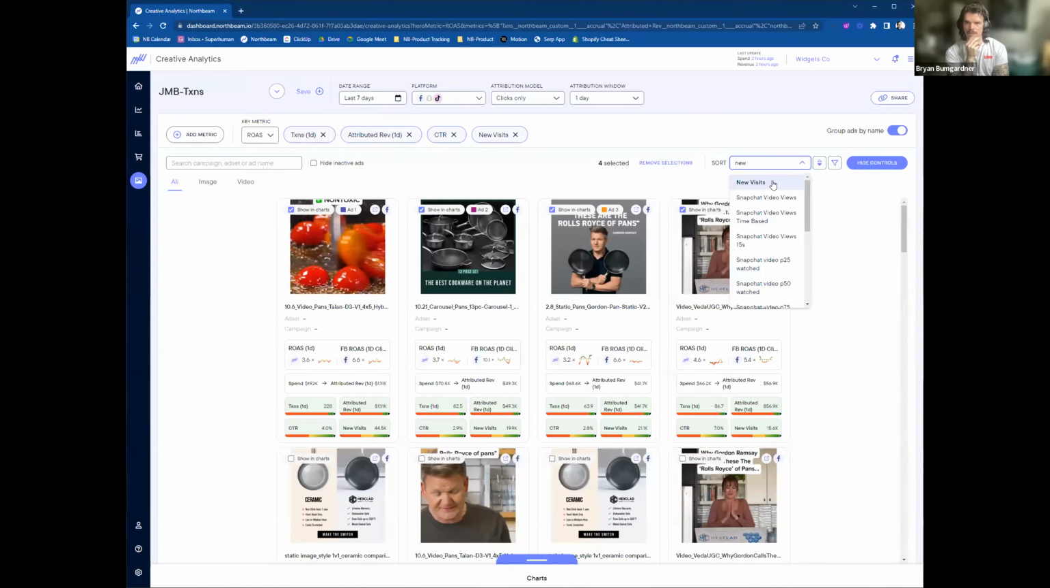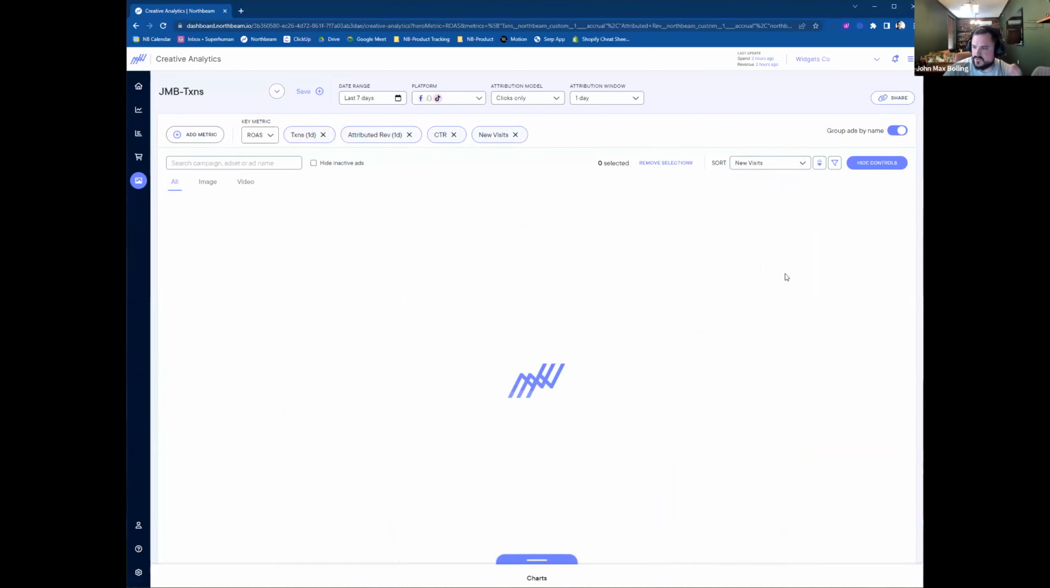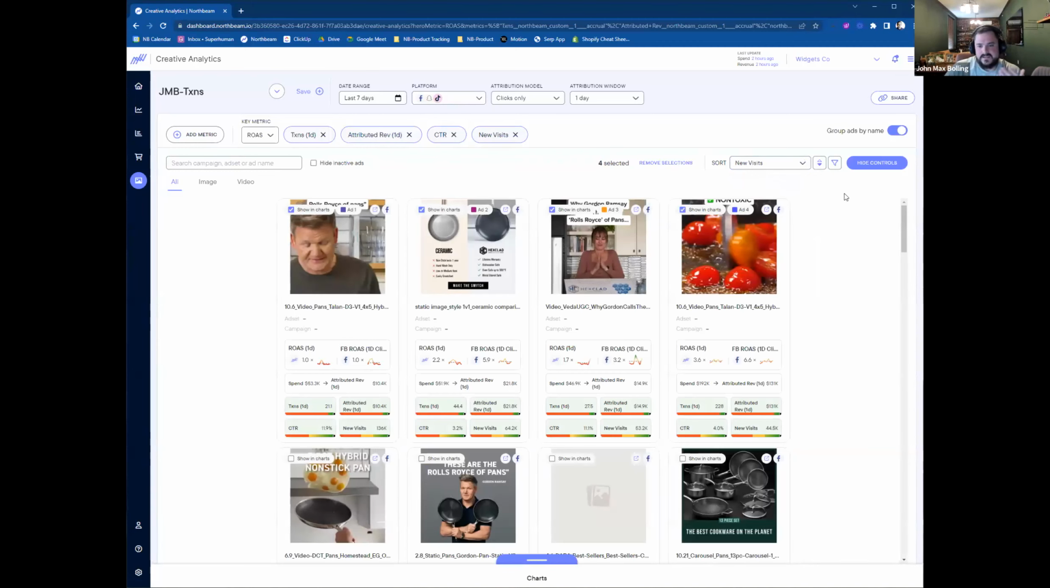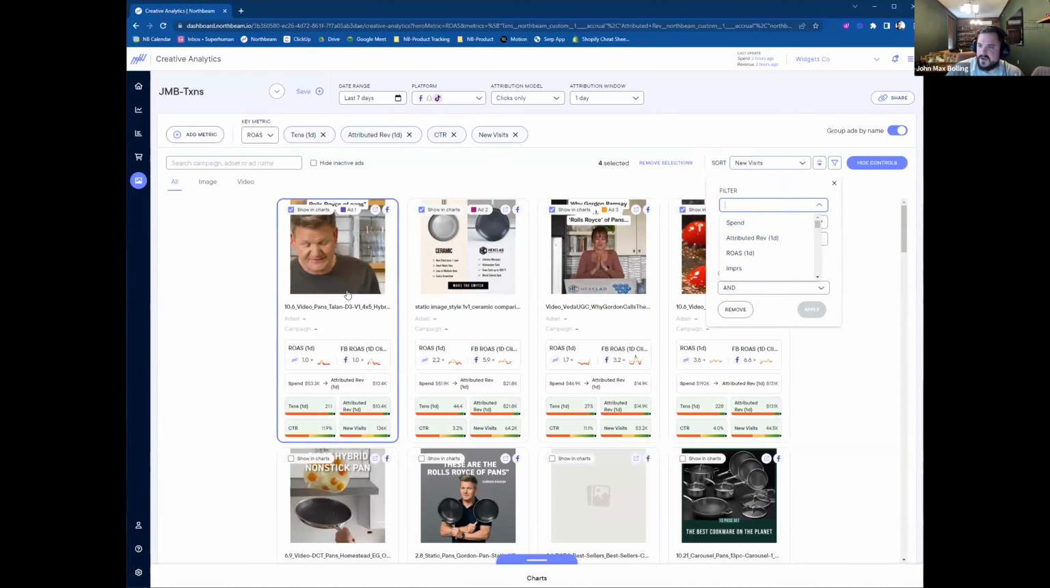Yep, exactly. So you can come in here and say, I want to sort by new visits. It'll automatically sort for best performance, basically. You can switch that to worst performance. And then something else you can do is filter here, with this additional filter. Let's say this first ad that popped up had 2 cents of spend. It's obviously not going to have the most new visits, but it is up here, and it doesn't have enough spend for you to want to look at it.